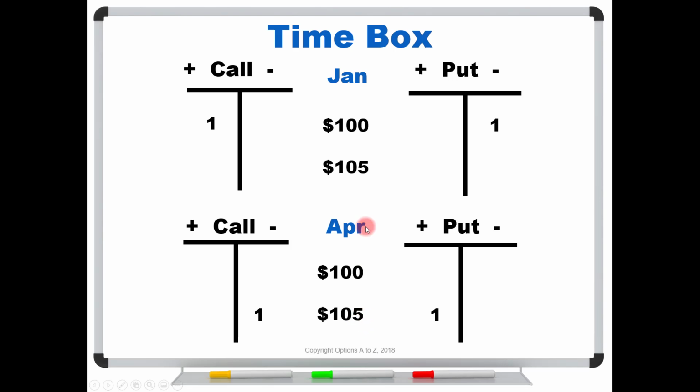So no matter what happens, we're going to be buying shares of stock at 100 and selling it at 105. So that's a $5 gain, but it's occurring over a 3-month period, because we're going to end up buying these shares at January expiration, and then February, March, April is when the sale takes place. So this is really a 3-month time box. So let's jump over to an Excel spreadsheet and find out what makes a time box tick.